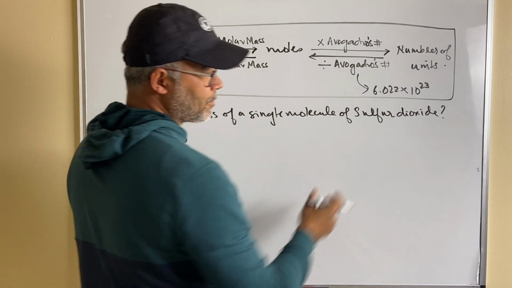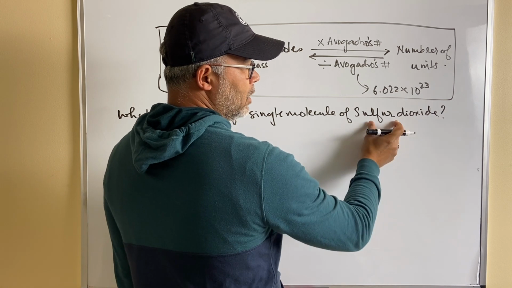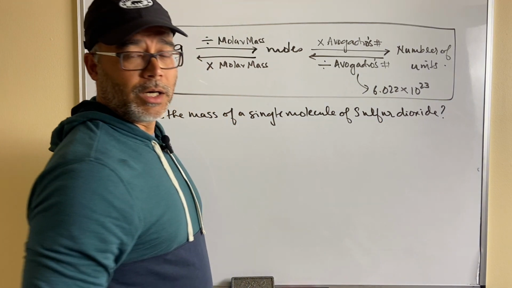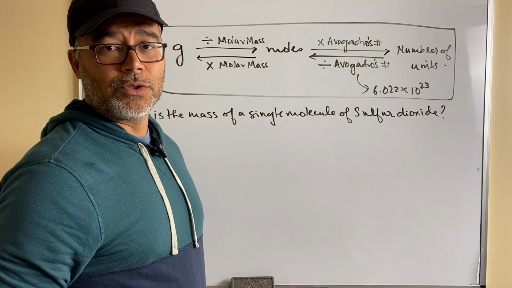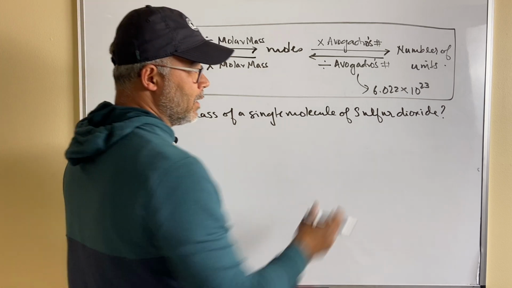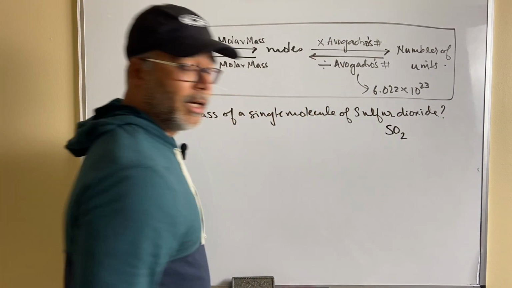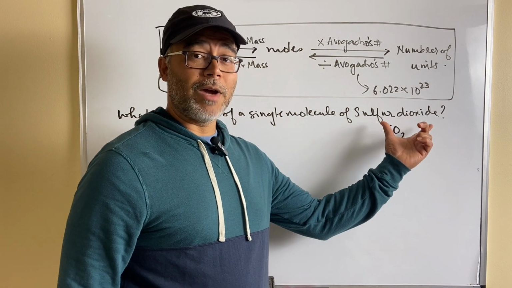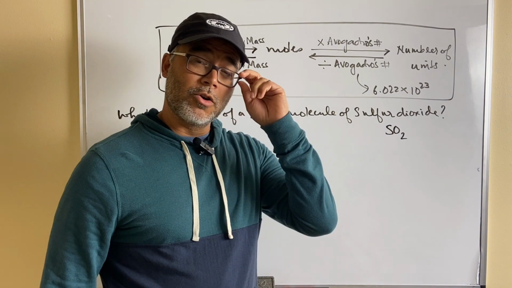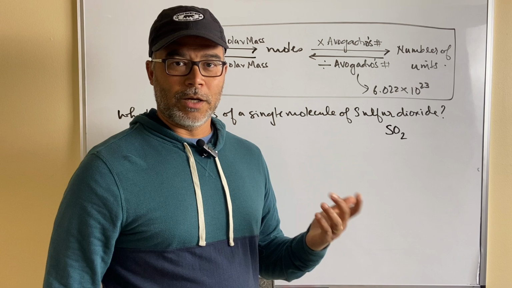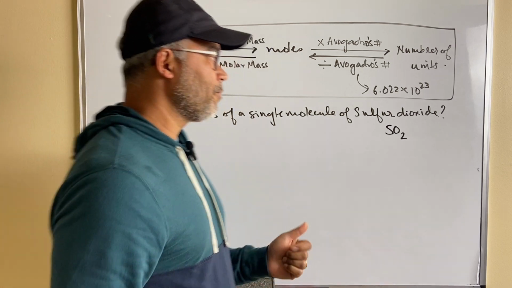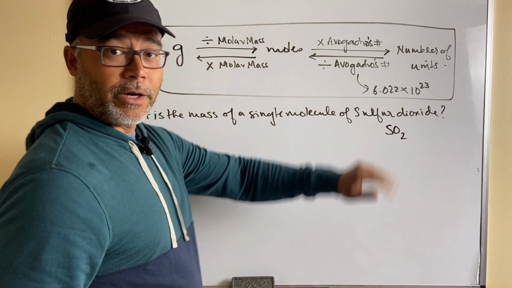What's the formula? If you recall how to write formulas from names, then you'll see that sulfur dioxide is actually SO2, okay? Again, if you've forgotten how to write formulas from names, you might want to go back and refresh that part of your chemistry, okay? So there it is, SO2.